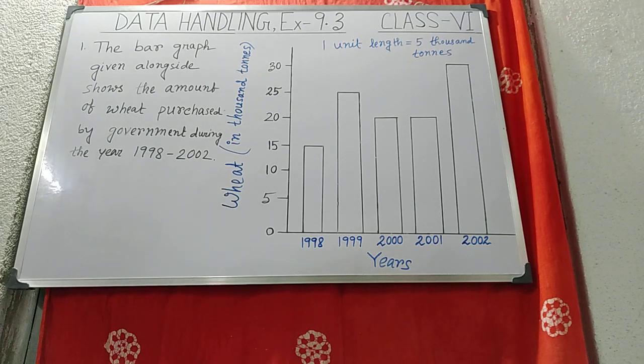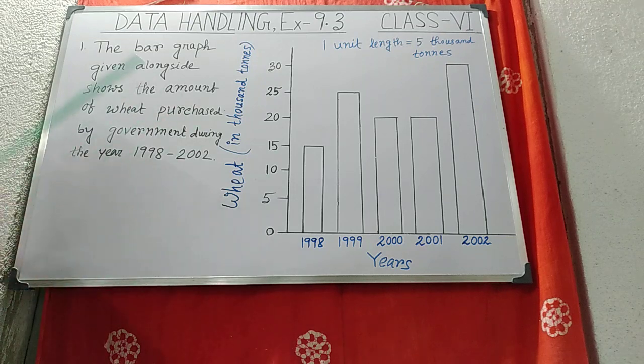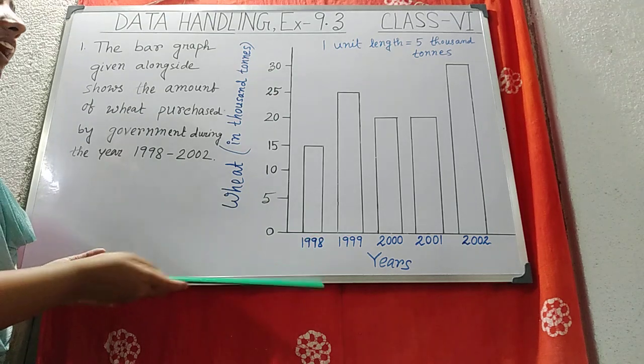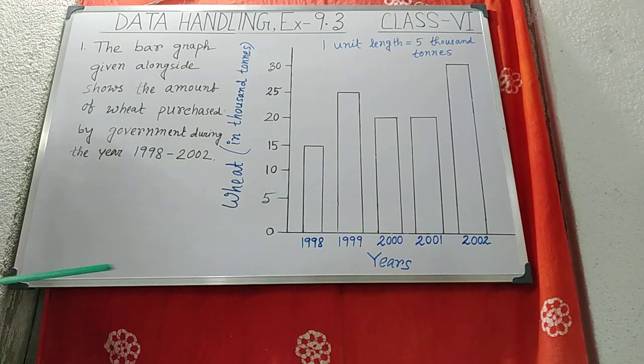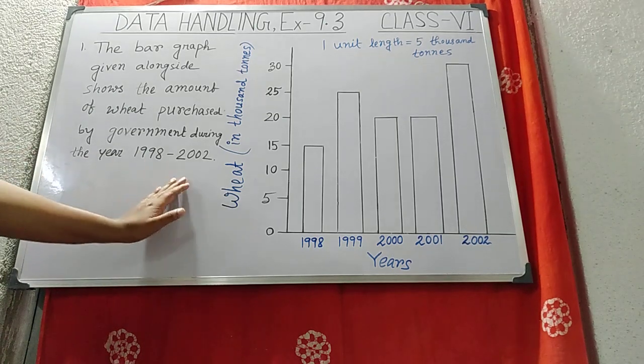So here we can see that in the question, the bar graph given alongside, the vertical line shows the amount of wheat purchased by government during the year 1998 to 2002. In the horizontal line we can see that the years are given: 1998, 1999, 2000, 2001 and 2002. And here we can see wheat in 1000 tons has been purchased by government during these years.